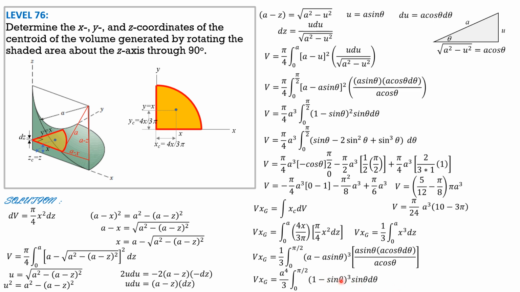So let's expand this part. So volume times x sub g equals a cubed over 3 integral 0 to pi over 2. This is the expression we left in the preceding slide, sine theta d theta. So expand: volume times x sub g is a to the fourth over 3. Quantity 1 times sine theta, so sine theta. The second term is 3 times the square of 1 times the second term, negative sine theta. So it is negative 3 sine theta, times sine theta, so negative 3 sine squared theta.